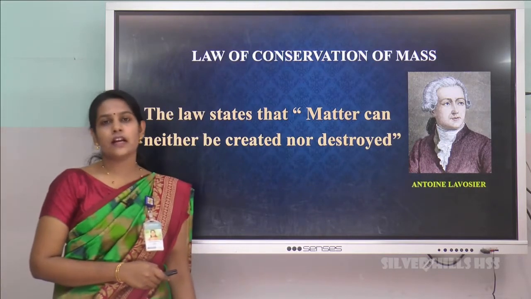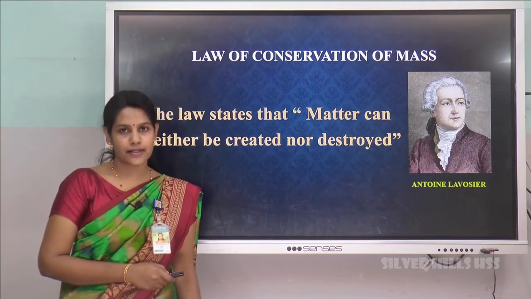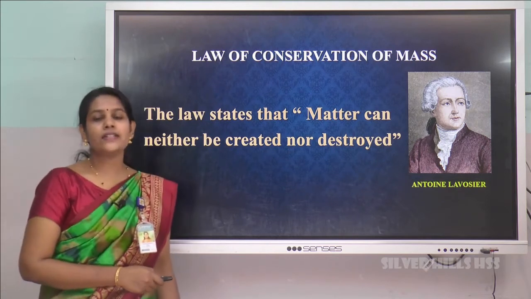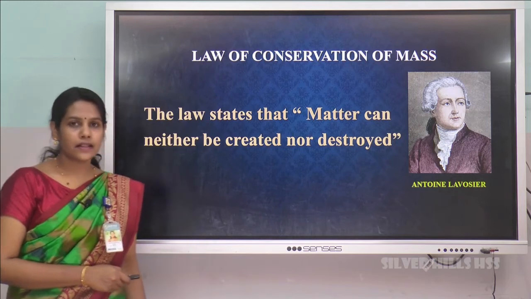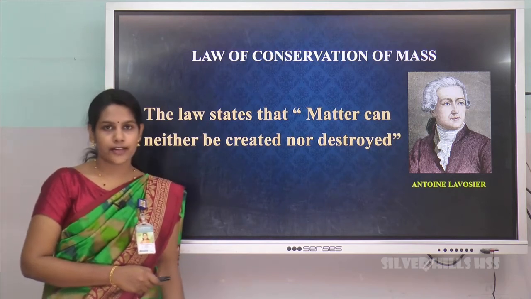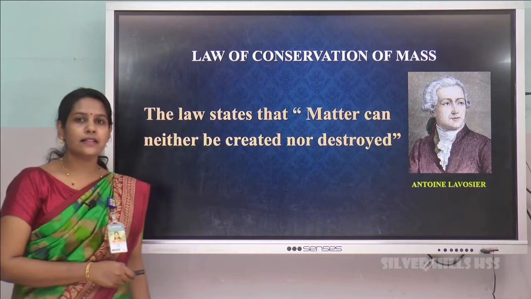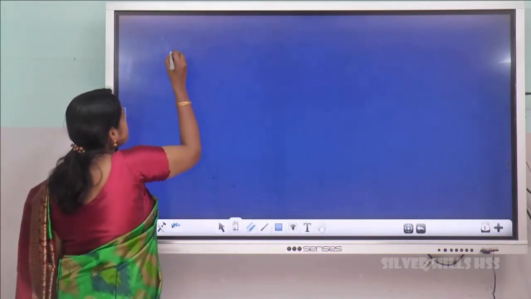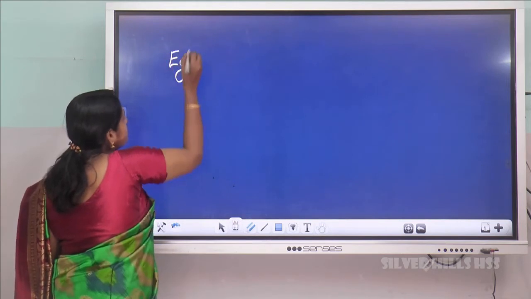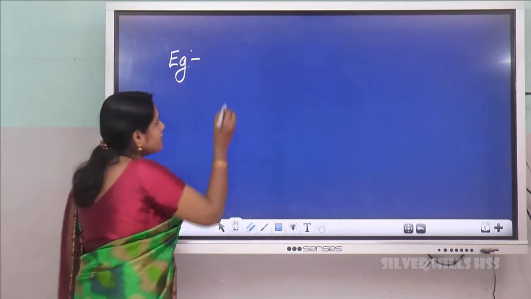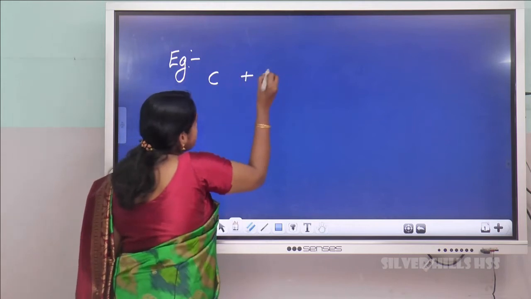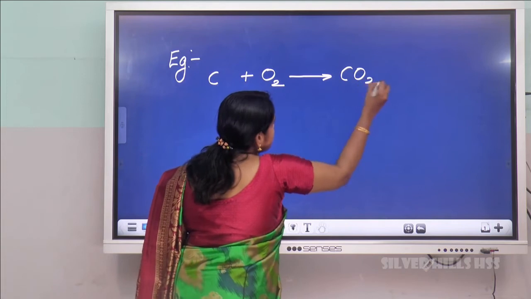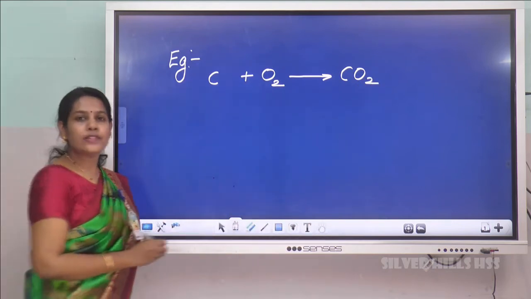The first one is the law of conservation of mass. The law was put forward by Antoine Lavoisier. The law states that matter can neither be created nor destroyed. So let us discuss this with an example. Consider a reaction. C plus O2 gives CO2.